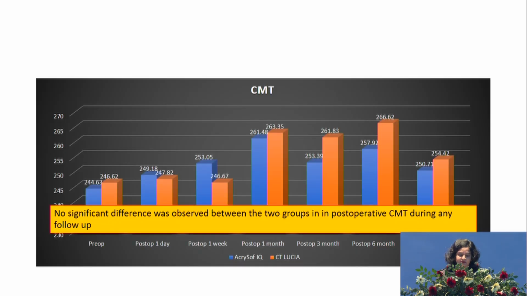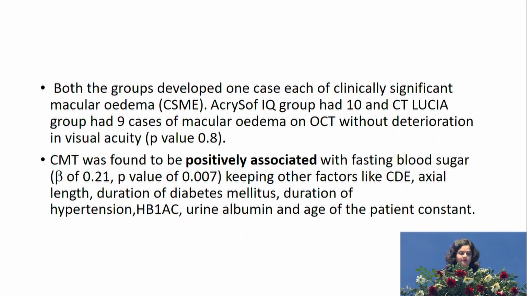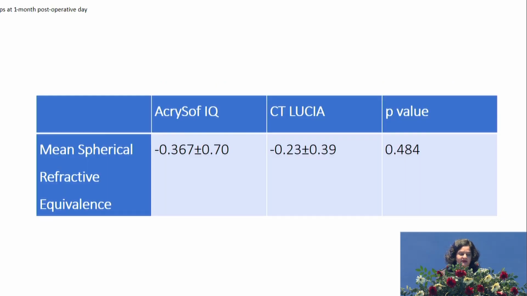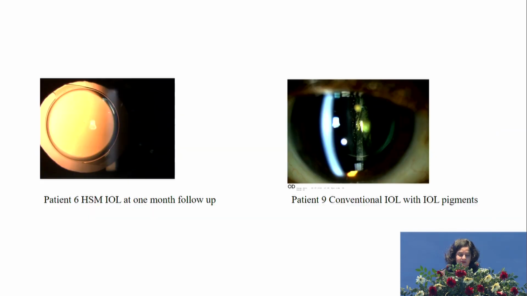No significant difference was observed between the two groups on CMT during any follow-up. Both the groups developed 1 case each of clinically significant macular edema. Acrysof IQ group had 10 and CT Lucia group had 9 cases of macular edema on OCT without deterioration of visual acuity. CMT was found to be positively associated with fasting blood sugar with a beta of 0.21 and a p-value of 0.07, keeping other factors like cumulative dissipated energy, axial length, duration of diabetes mellitus, hypertension, HbA1c, urine albumin, and age of the patient constant. The mean spherical refractive equivalence in Acrysof IQ group was minus 0.367 and CT Lucia was minus 0.23. These are the post-operative pictures.